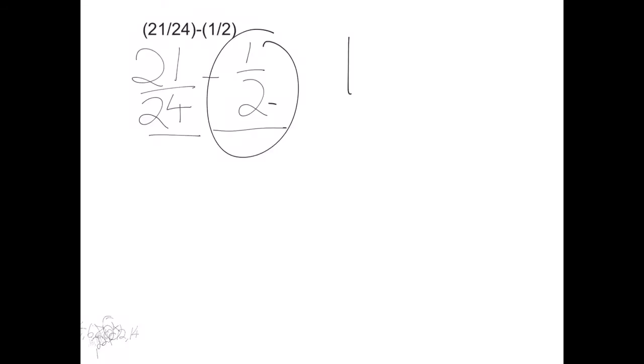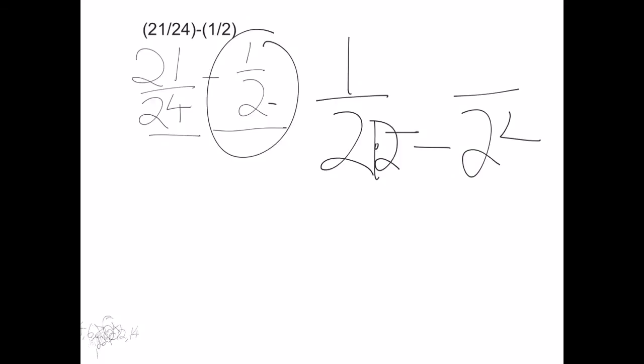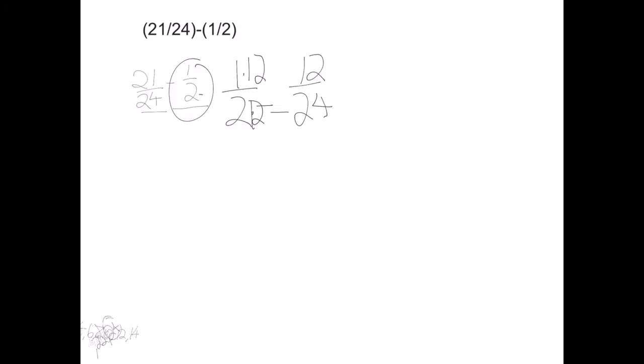So, in order to get 2 into 24, you must multiply it by 12. 2 times 12 equals 24. And now, you must multiply 1 by 12 as well. 1 times 12 is 12. And obviously 21 over 24 can stay the same.